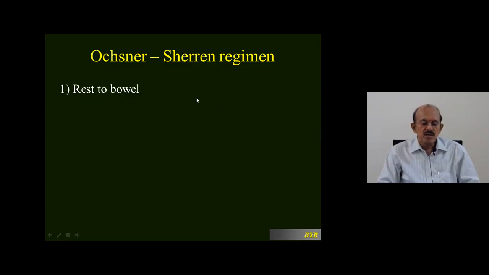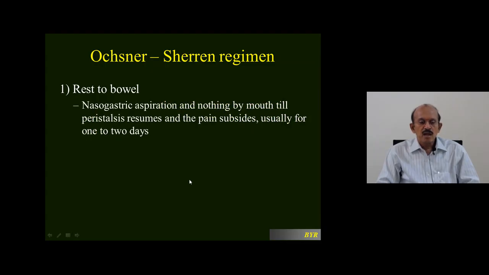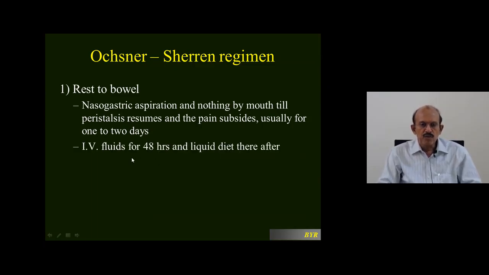So what is the Ochsner-Sherren regime? Rest to the bowel. How can you give rest to the bowel? By advising the patient not to take anything by mouth. And if there is any nausea or vomiting, you do nasogastric aspiration to empty the stomach and advise the patient nothing by mouth till peristaltic activity resumes and the pain subsides, usually for 1 or 2 days. IV fluids are given for 48 hours and liquid diet thereafter.